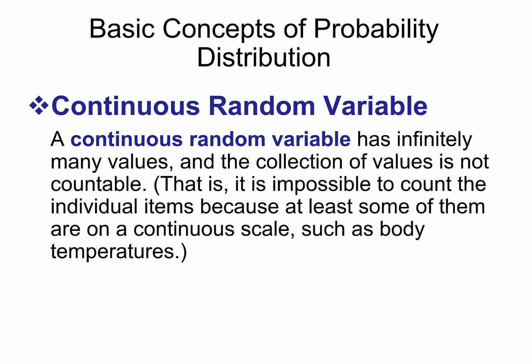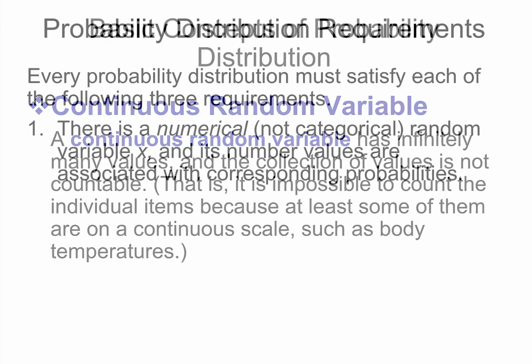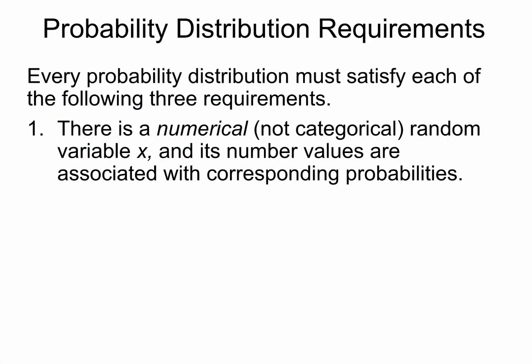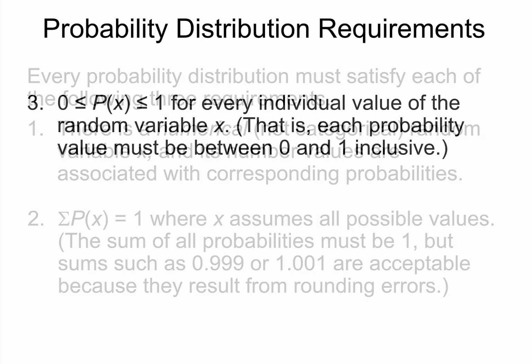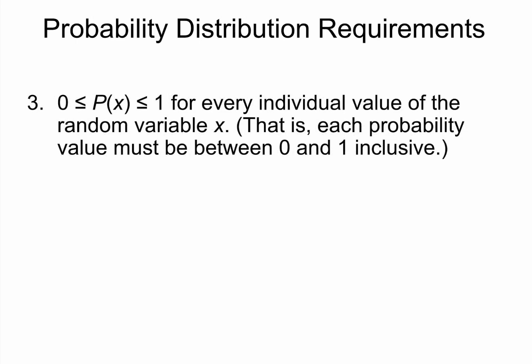In this section, we will go over discrete random variables, and in the next section, in chapter 6, we'll cover the continuous random variables. So a probability distribution has three requirements. There's a numerical, not categorical, random variable x, and its number values are associated with corresponding probabilities. The sum of all those probabilities must equal 1, where x assumes all the possible values. And each individual probability is between 0 and 1 for each individual value of the random variable x.